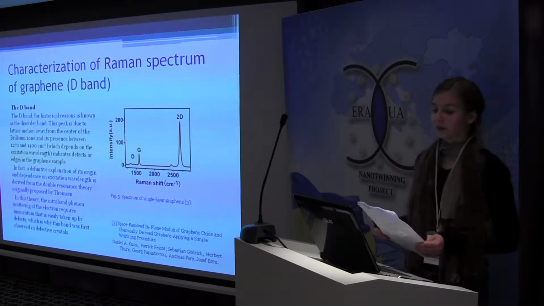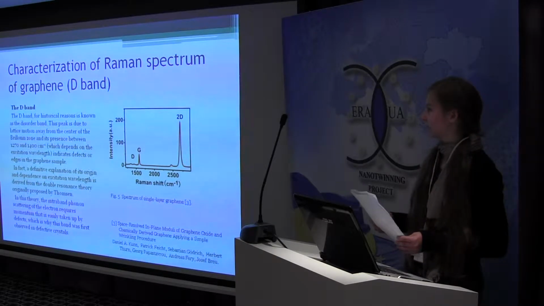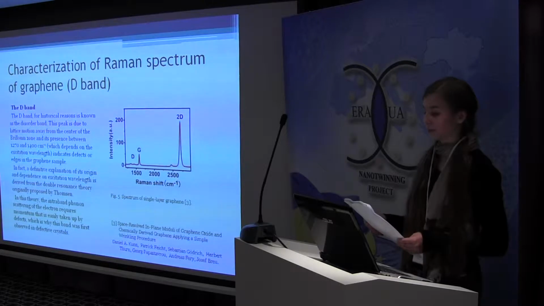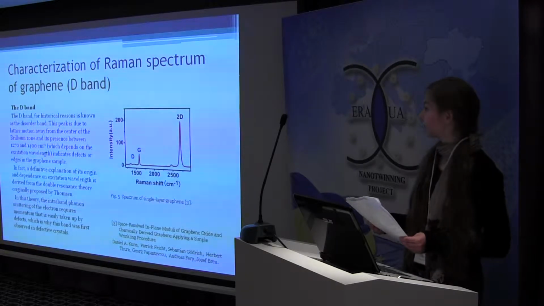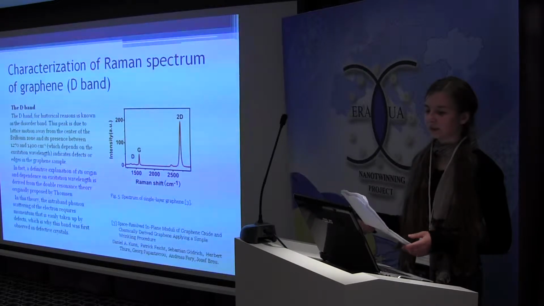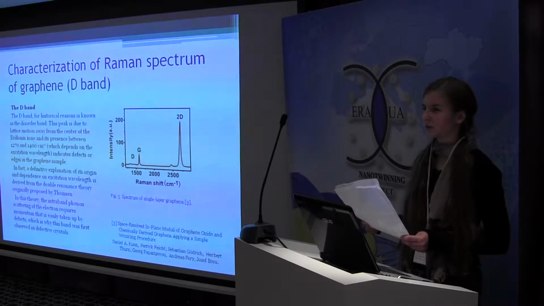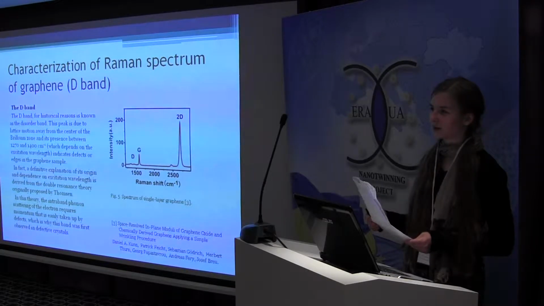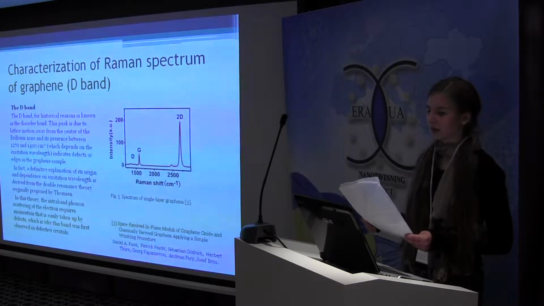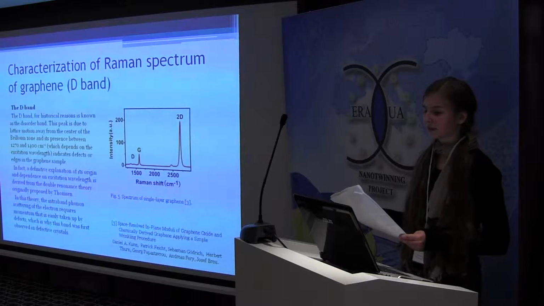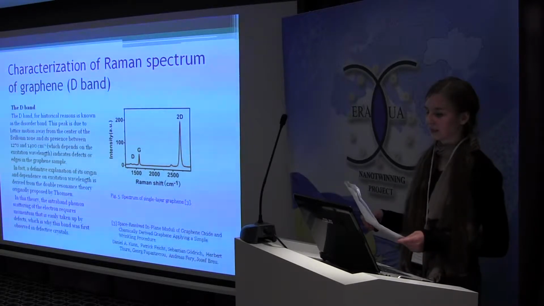Characterization of the Raman spectrum of graphene. The D band, for historical reasons, is known as the disorder band. This peak is due to lattice motion away from the center; its presence is between 1270 and 1400 centimeters minus 1, depending on the excitation wavelength, and it indicates defects or edges in the graphene sample.